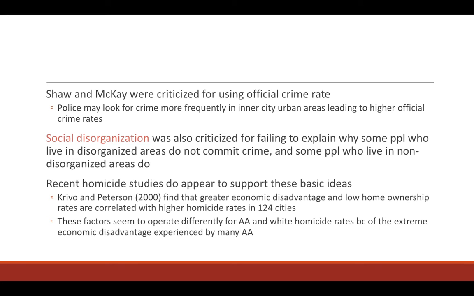So a 2000 study found greater economic disadvantage and low home ownership rates were correlated with higher homicide rates. But these factors seem to operate differently for black and white homicide rates because of the fact that African Americans are much more likely to experience severe economic disadvantage.